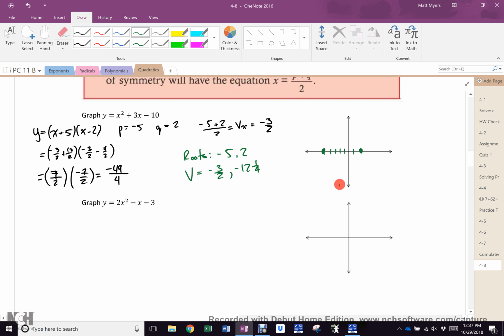All the way down. Now, that's going to go off the graph, right, if I keep this scale? So how do you show me that you know what you're doing? You write it. Negative 3 halves, negative 12.25. And then you draw it for me. Is everybody cool? Everybody cool?